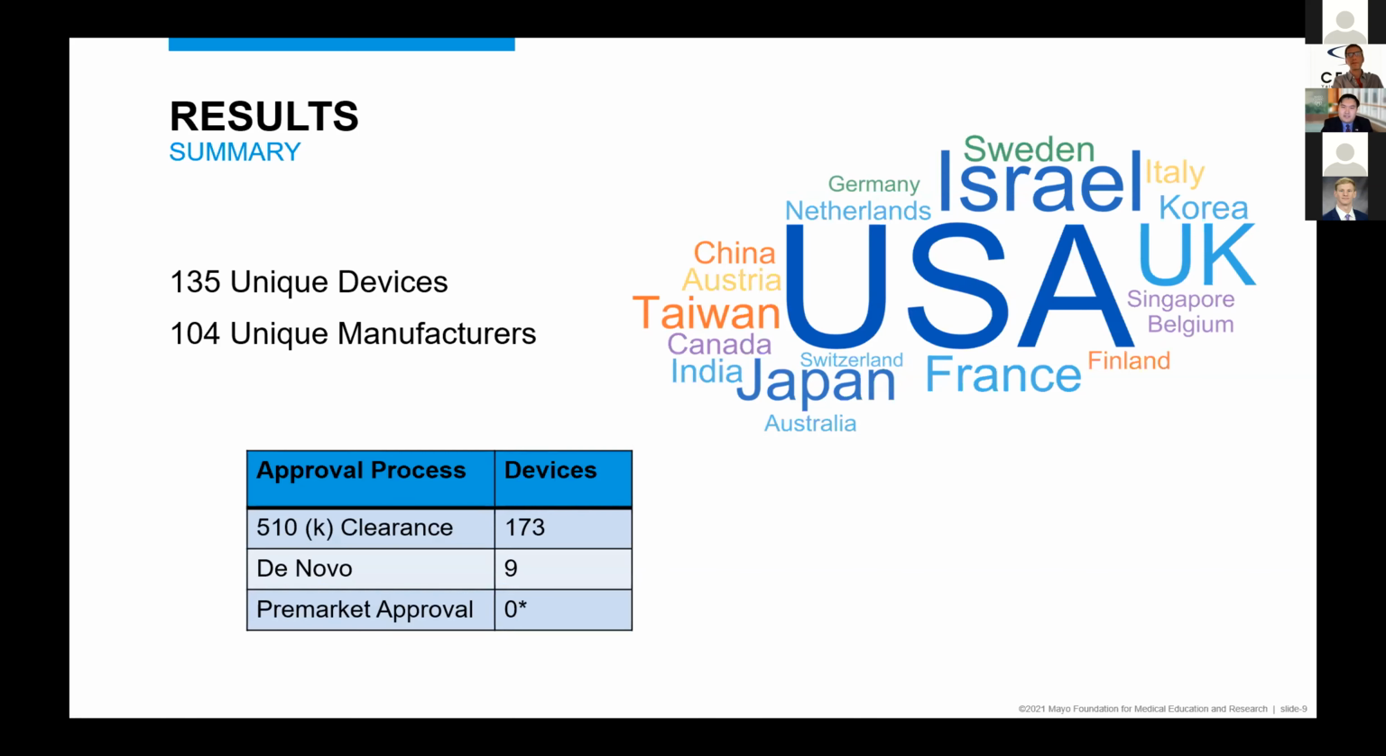The reason why I have an asterisk there on the 0 is that Benjamin said that they had found 1 device through PMA, but after reviewing that device's summary, I don't think it technically qualifies as an artificial intelligence. It did not fit any of our inclusion criteria.